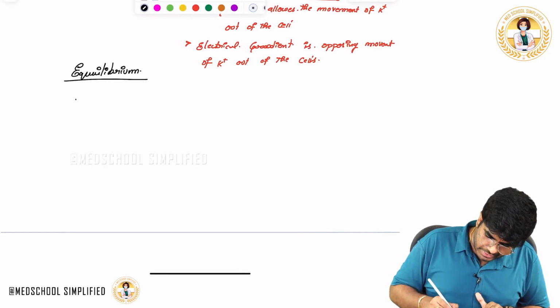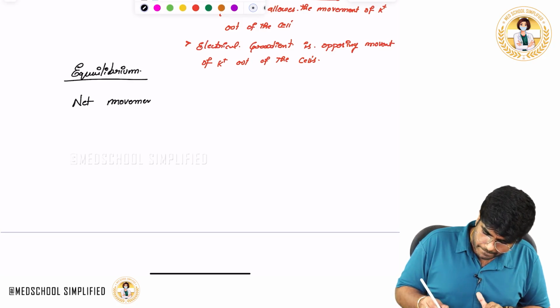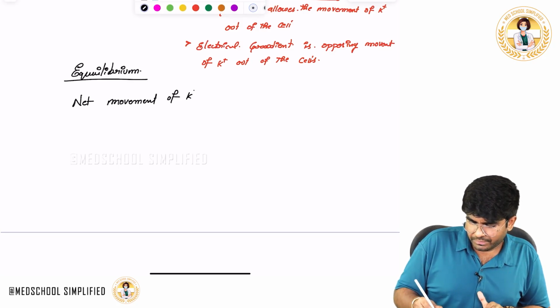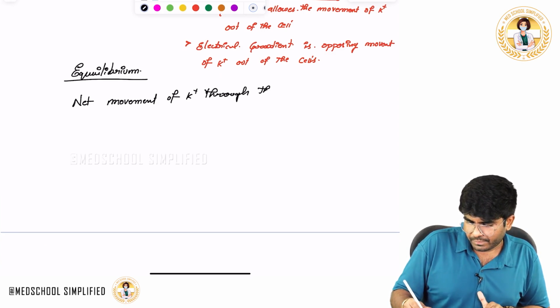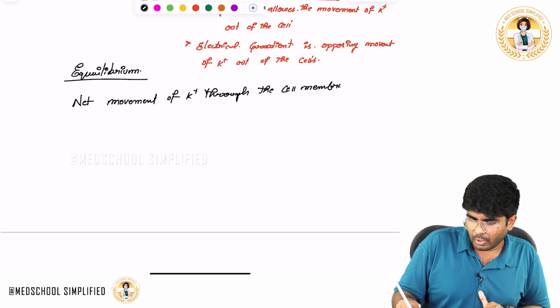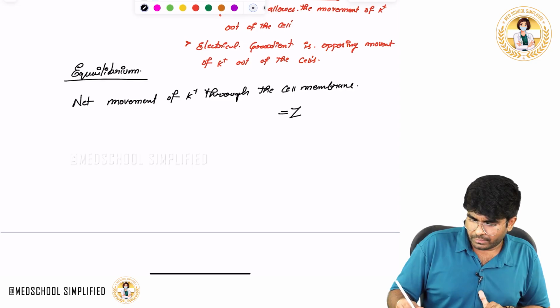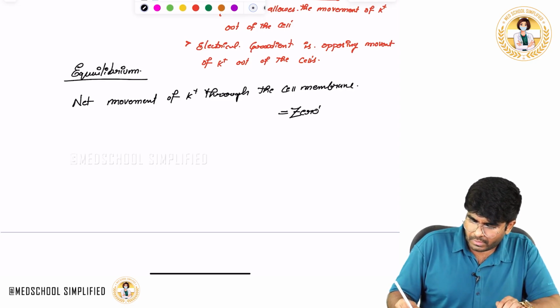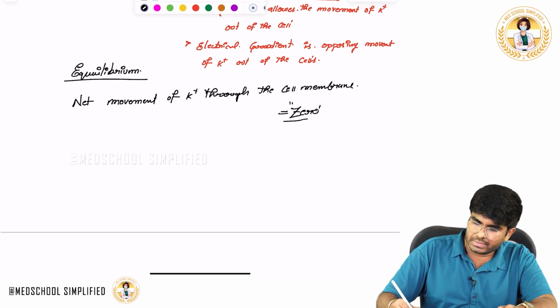At equilibrium condition, what is the net movement of potassium through the cell membrane? How much? 0. Okay, net movement of potassium is 0.